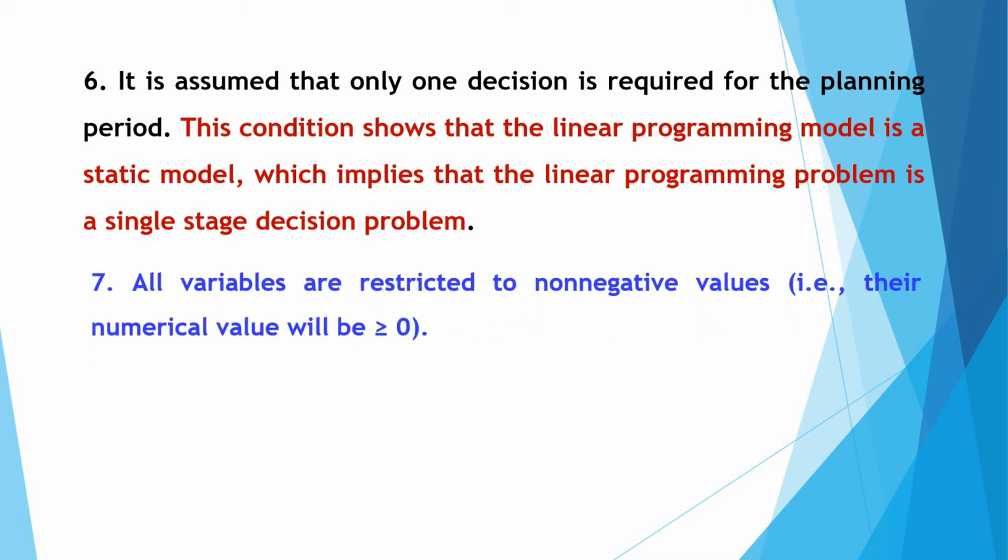All variables are restricted to non-negative values. That means variables can take value 0 or positive. Now 0 means if product X is not optimizing my profit, I should not produce brand X in the example which we are referring to again and again. So there is a possibility that some of the decision variables may take value 0, but other decision variables should be positive.